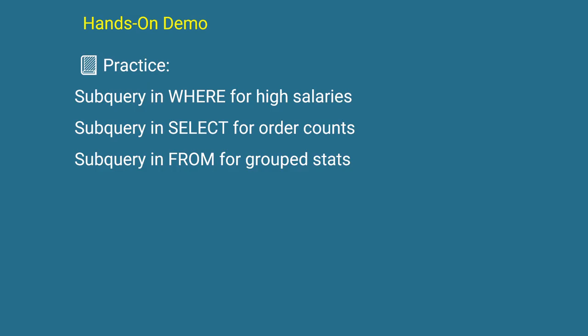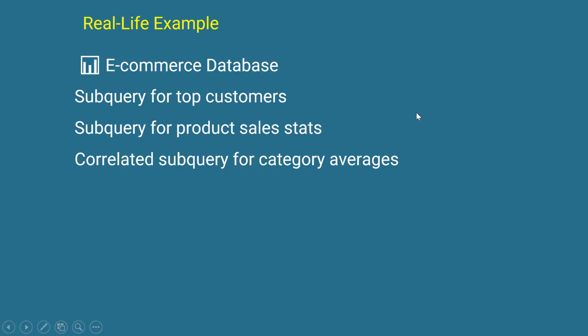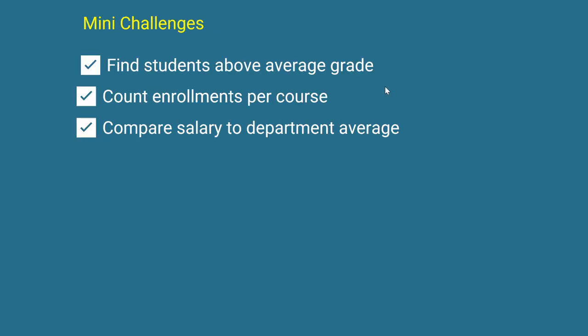Let us practice. Use a subquery in where for high salaries, in select for order counts, and in from for grouped stats. In e-commerce, subqueries can find top customers, calculate product sales stats, and compare category averages. Try these mini challenges. Find students above average grade, count enrollments per course, and compare salary to department average.